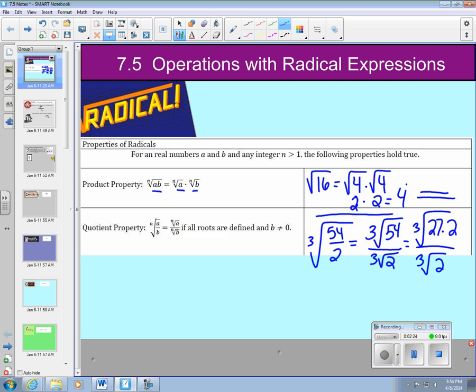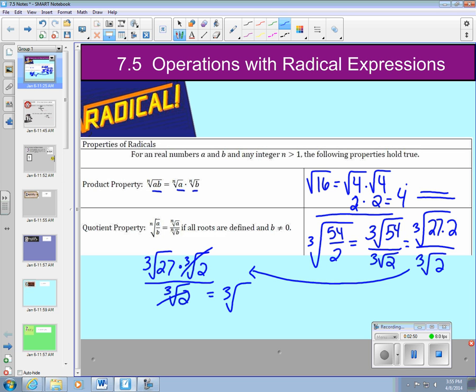So 27, we know that we can split apart this top here. So if we move over here to give myself a little room, we have the cube root of 27 if we break apart by the product property times the cube root of 2. And this is all over the cube root of 2. All right, so we have cube root of 2 on top, cube root of 2 on the bottom. These cancel out to 1 and we're left with the cube root of 27. We know that the cube root of 27 is equal to 3, and that's your answer.